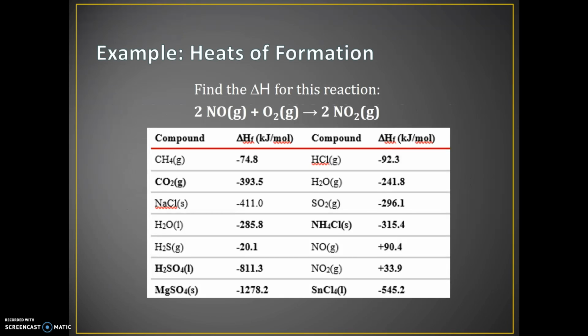All right, so for example, let's go ahead and do this problem. You've got 2NO and O2 making 2NO2. So here's a little chart with some information for you. You need to find the delta H for this reaction. So go ahead and pause this video until you have solved it.